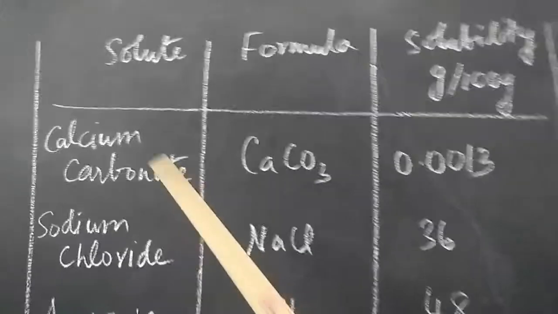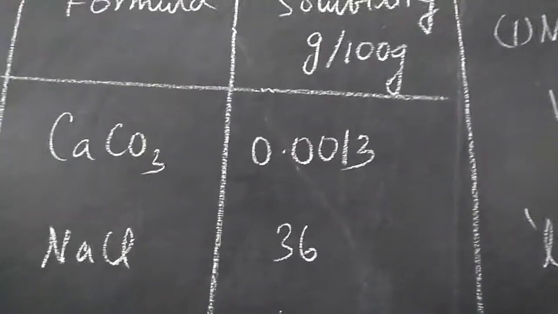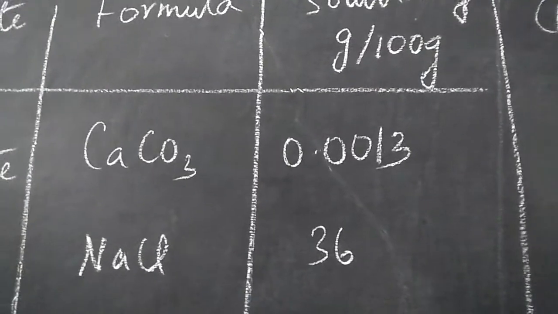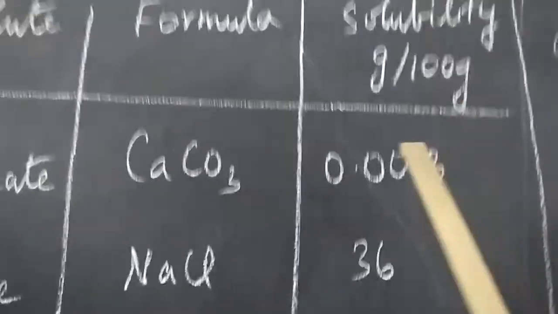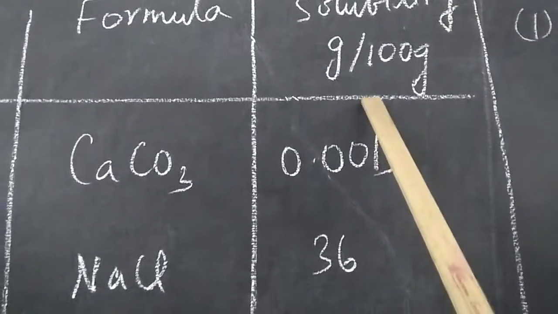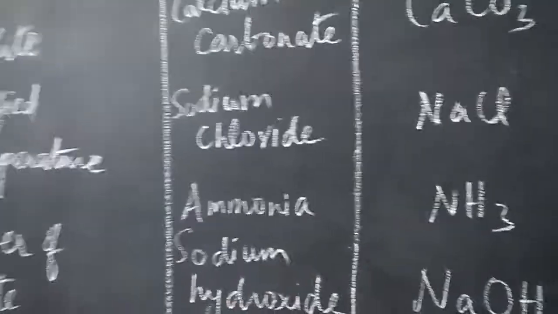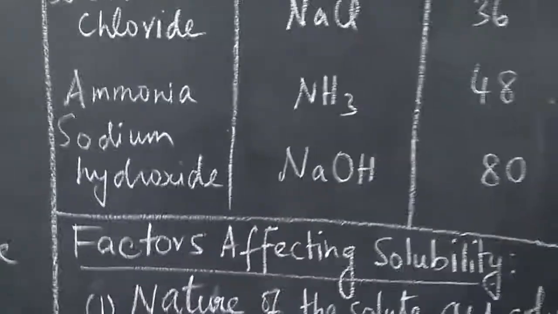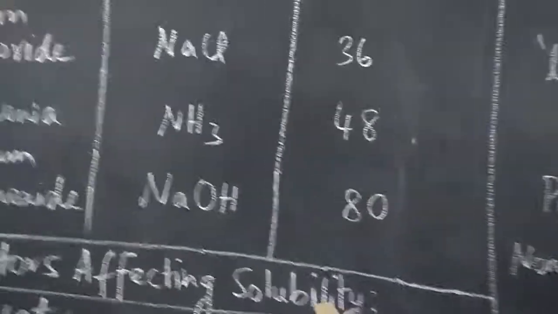Certain solutes are given here with their solubility. Calcium carbonate, its formula is CaCO3. Only 0.0013 gram of calcium carbonate can be dissolved in 100 gram of water. Sodium chloride we have discussed now, 36 gram can be dissolved in 100 gram of water. Ammonia, 48 gram can be dissolved in 100 gram of water. So that value is constant for a particular solute. The value of solubility is a constant. Sodium hydroxide, 80 gram can be dissolved in the same 100 gram of water.